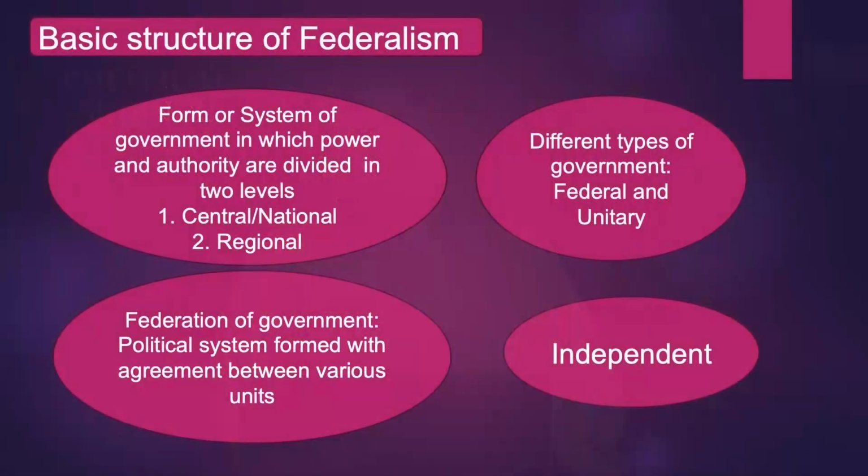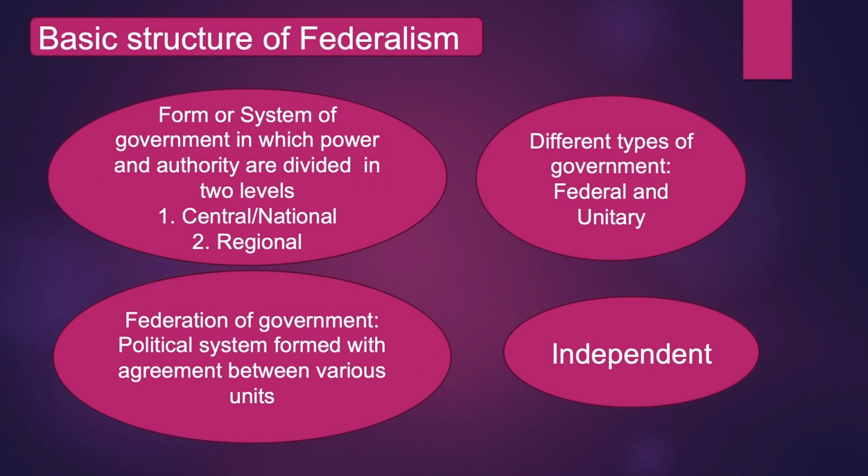Now, the basic structure of federalism can be read in different aspects: what federalism is and how different it is, what the different sorts of federalism are, and what sort of independence it holds in its existence. That is, forms or systems of government in which power and authority are divided into levels, which are the center or national, the state, and thirdly the regional level. This is how the bifurcation is done under federalism.